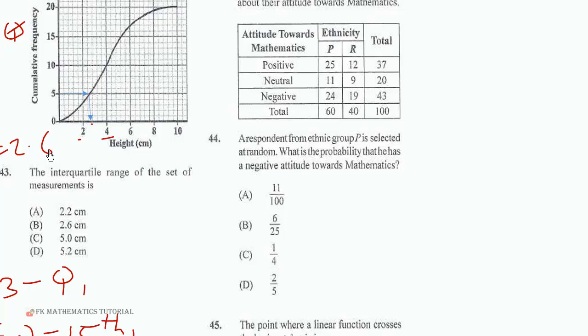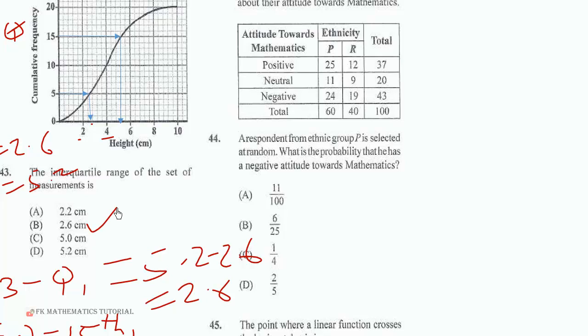Then the third quartile is 3 boxes from 4, which is 4.4, 4.8, 5.2. So Q3 is 5.2. Q3 minus Q1 is 5.2 minus 2.6, which is equal to 2.6, which is B. Option B is correct.